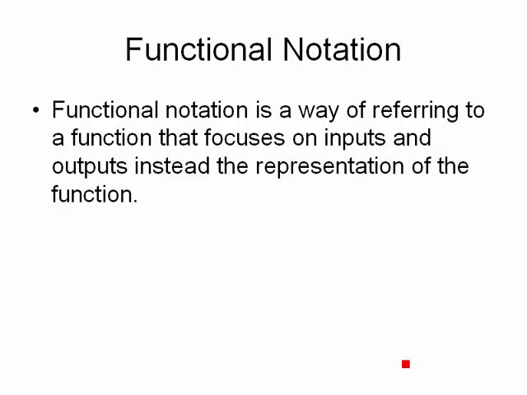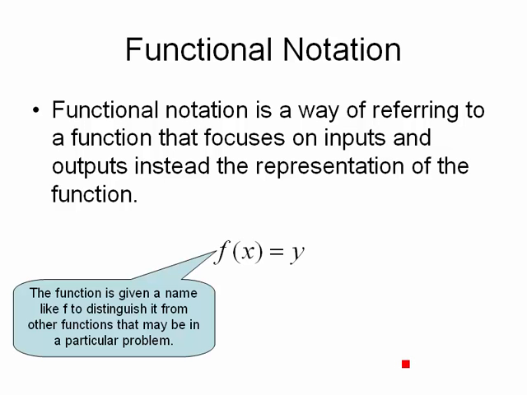This particular notation is a way of referring to a function that focuses on the inputs and the outputs instead of how it's represented. For instance, whether it's a bubble diagram, or it's a table, or a formula, or a graph. In typical function notation, you'll see pieces that have something like f of x here, and that's the way we read it, as f of x, and on the other side of the equal sign is a y.